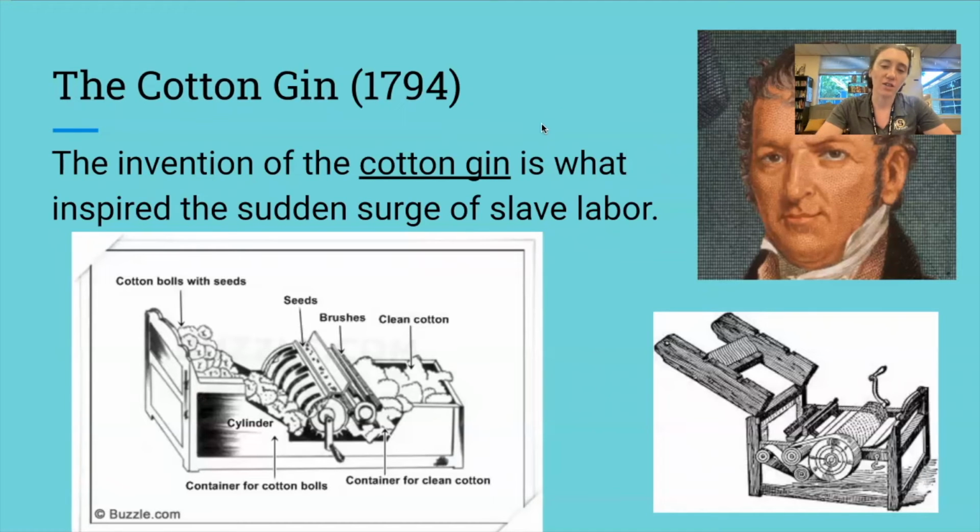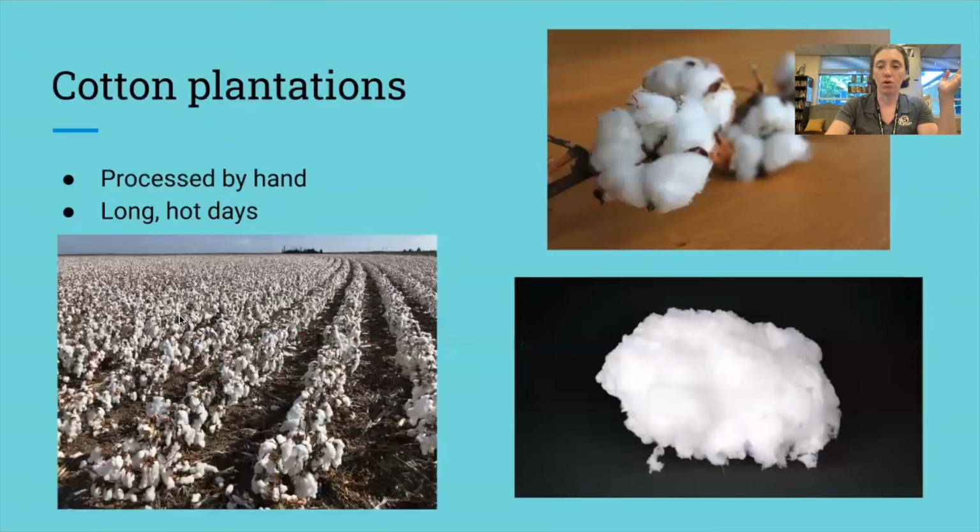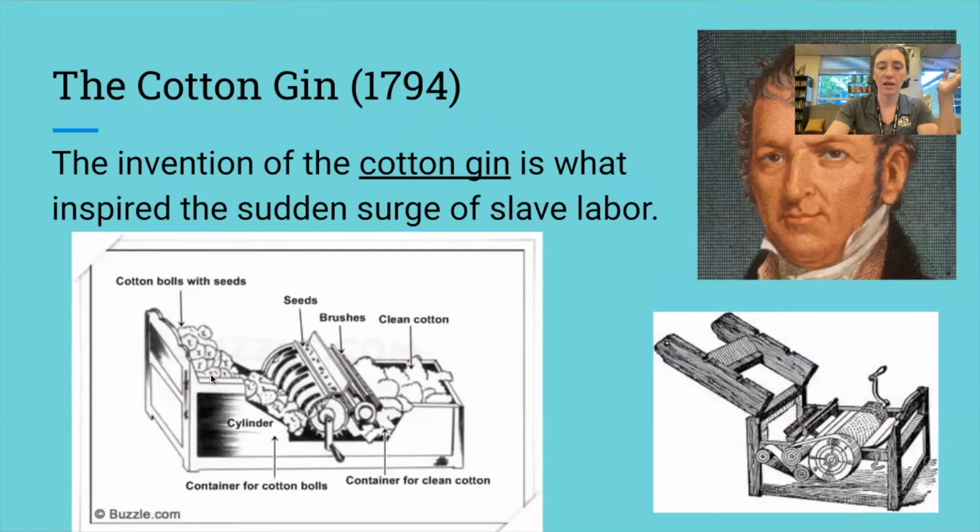So the invention of the cotton gin is what really helped make cotton production go more smoothly. We have these bowls, right? If we look at what's coming off of the stem, they're put in this machine, and then they hand crank it to separate the seeds from the cotton, and they get that clean cotton end result.